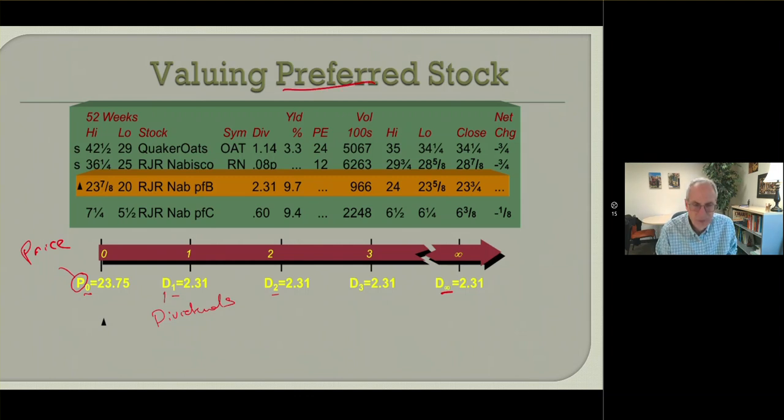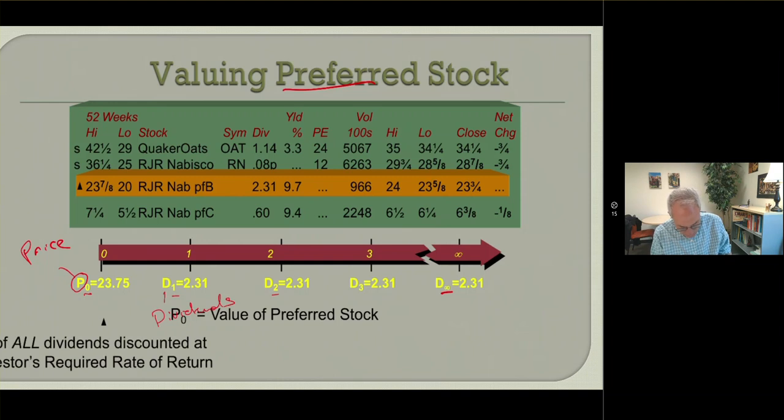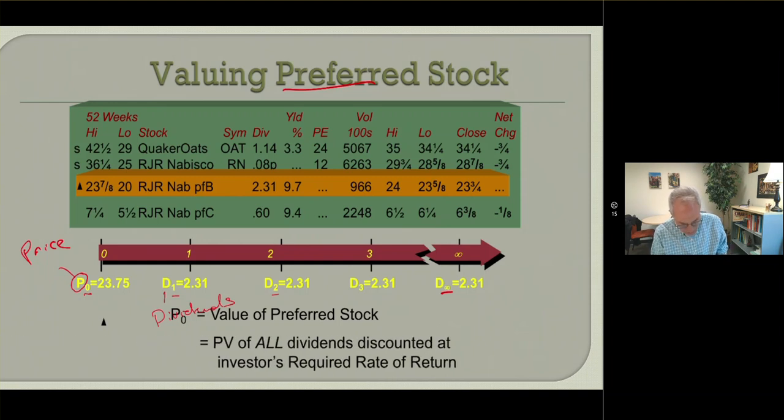So when you look at a preferred stock, it means we're gonna assume that the dividends are gonna stay fixed forever. Okay. So D of 1, dividend 1 year from now is 2.31, 2.31, 2.31. Okay, that's it. Now, so the stock price, the value, is the present value of all the dividends discounted back at whatever rate of return you wanted to make.